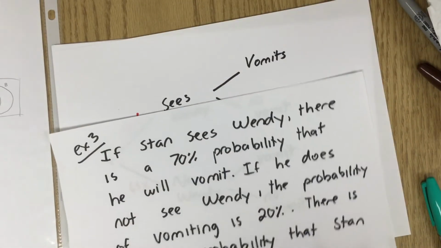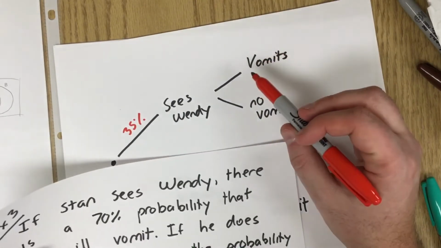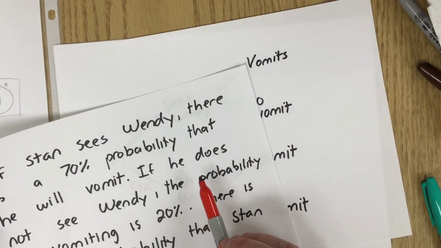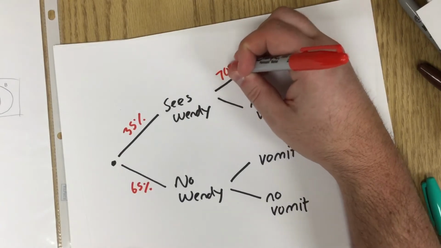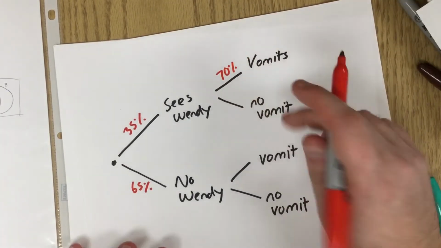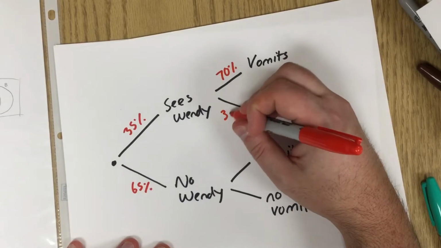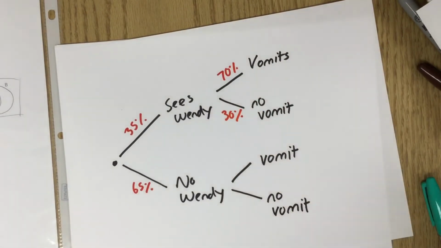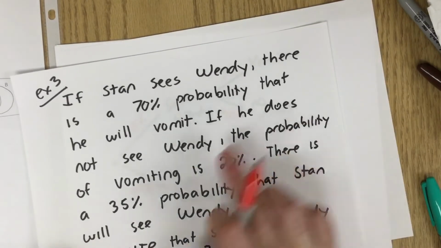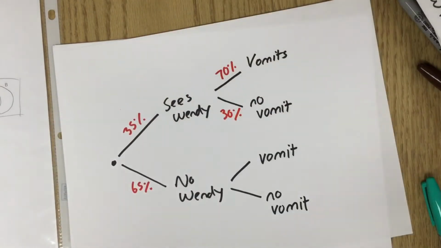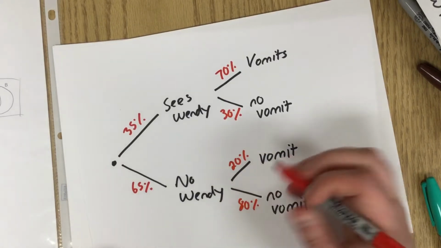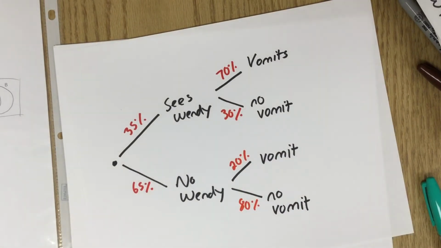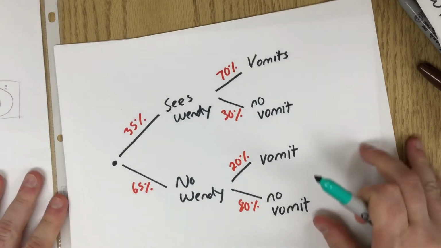So what's going to happen here is, if he sees Wendy, there's a 70% chance that he will vomit. And if he sees Wendy, of course, there's a 30% chance that he won't vomit. If he does not see Wendy, the probability of vomiting is only 20%, which means there's an 80% chance that he will not vomit. And then what we could do is find the probability of each of these things.